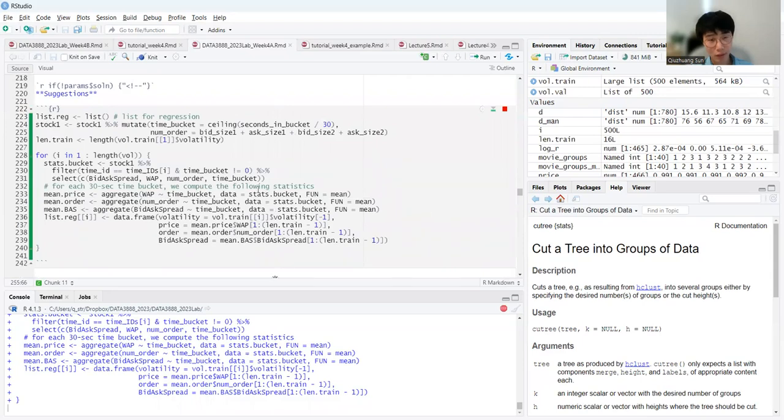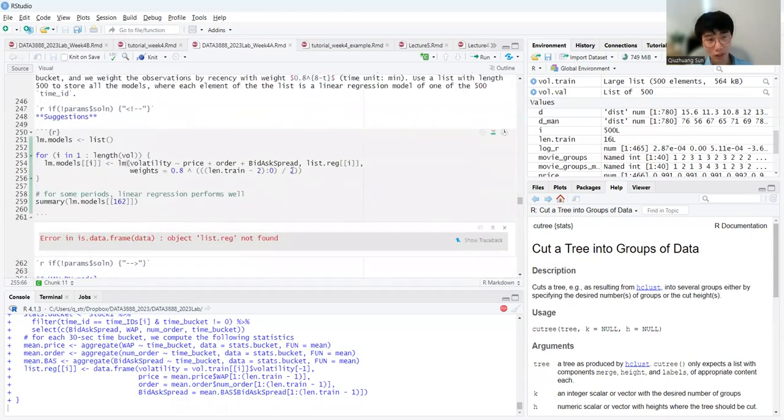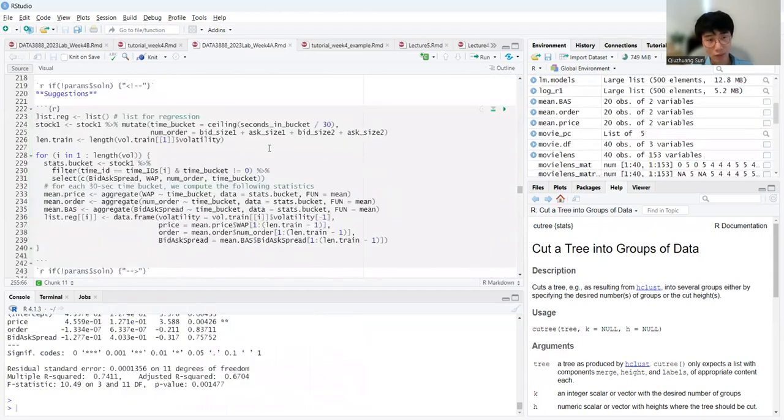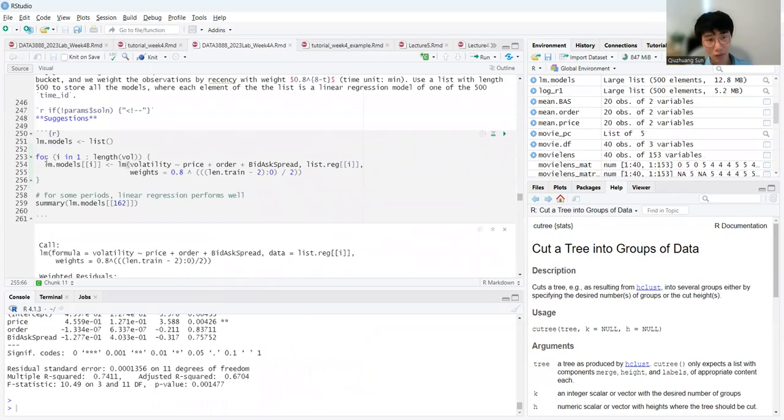Again, this chunk essentially computes the design matrix and the response vector for the linear regression. And after we get the data, this chunk essentially computes the linear regression models for each 10-minute time bucket. Remember, we look at 500 different time IDs. So this means that we will have 500 different linear regression models for this benchmark.